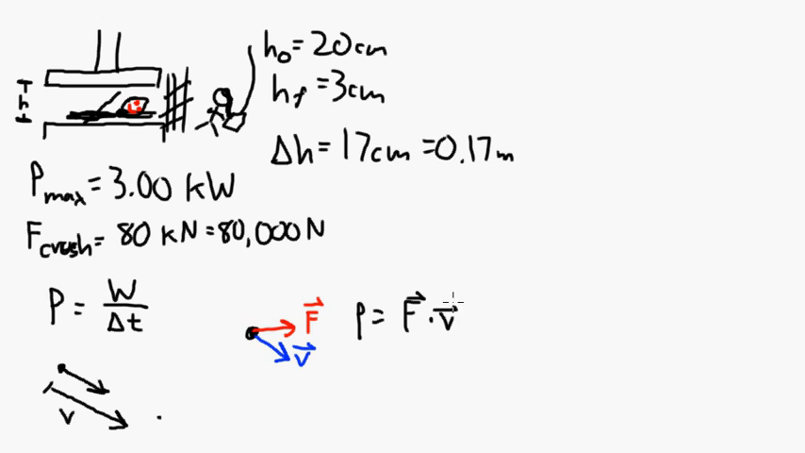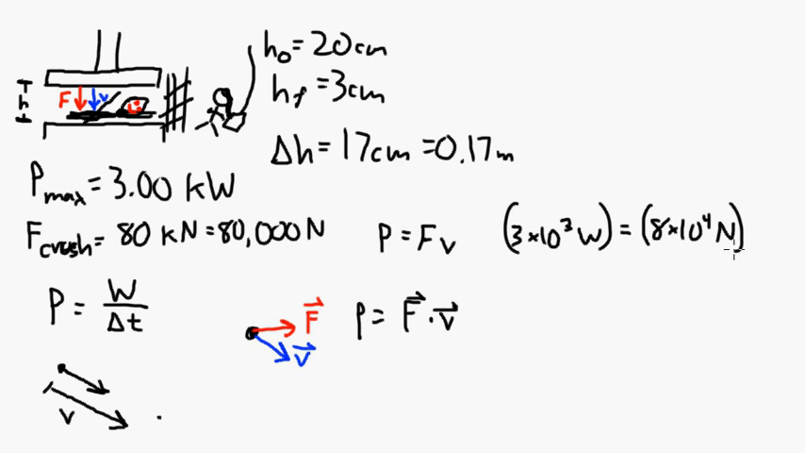In this case, the velocity we're interested in is this plate coming straight down, and the force it's exerting is also going straight down. So they're in the same direction, and we don't have to worry about vectors. We can just use scalars and say power equals force times velocity. We know the power it can put out is 3 times 10 to the third watts, which equals 8 times 10 to the fourth newtons times v. So power equals force times speed.